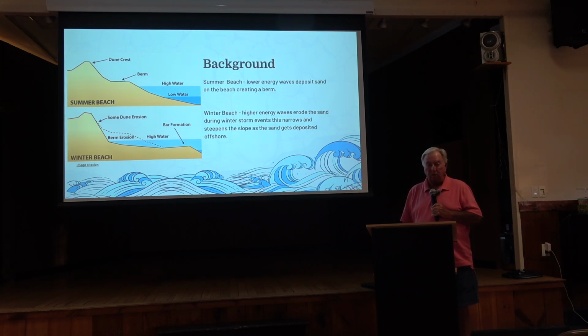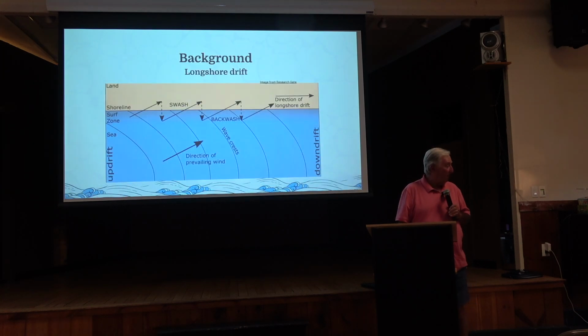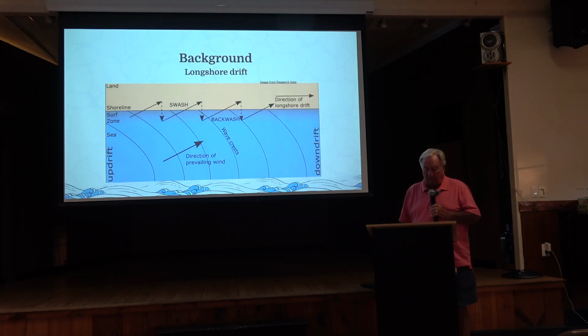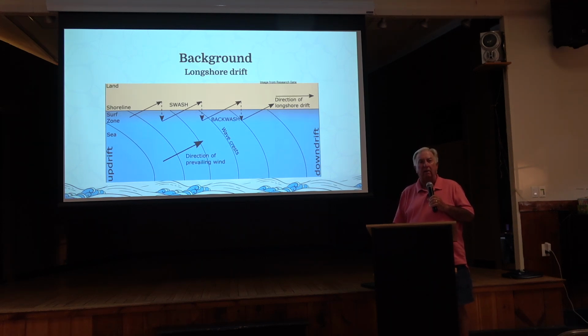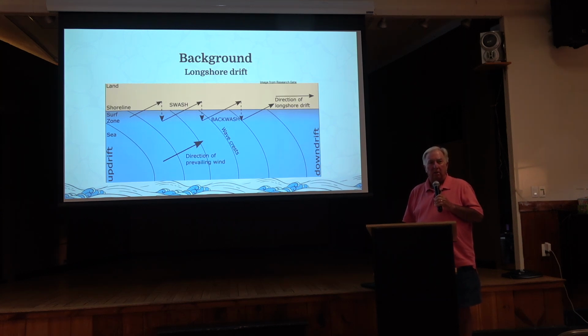Due to our coastal orientation, can I have the next one? We have a thing called longshore drift, and essentially it's because our coastline is oriented east and west, and because of the Earth's rotation and so forth, we have a net movement of sand from west to east. So it's building up and moving down this way.